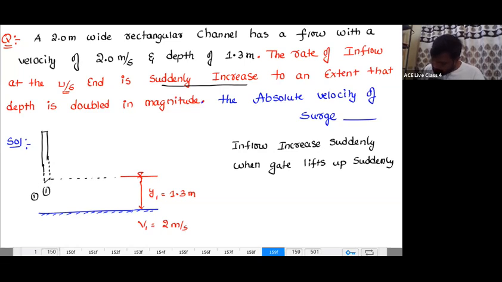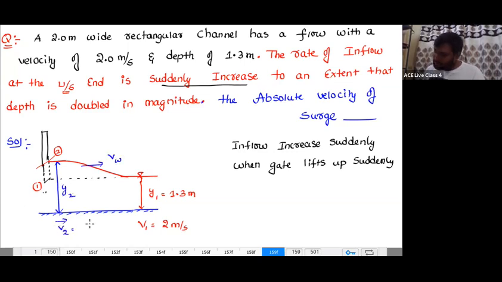Initially, now this is going to be final. So what happens is the upstream depth is going to increase. Yes or no? Now this is the surge you are going to see. Is it a positive surge moving downstream or upstream? Downstream. Positive surge moving downstream.